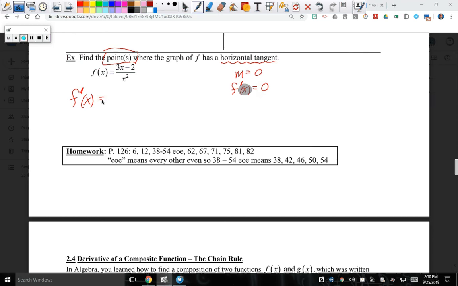Arjun, what rule of differentiation am I using? Quotient rule, yeah. So help us out. Go ahead. X squared. Low. So low d high, the derivative of the numerator. What's the derivative of the numerator? 3. So low d high minus, keep going. Okay, high, 3x minus 2. Yep, 3x minus 2. Not 2, 2x. Okay, so 2x. All over what, guys? X to the 4th.